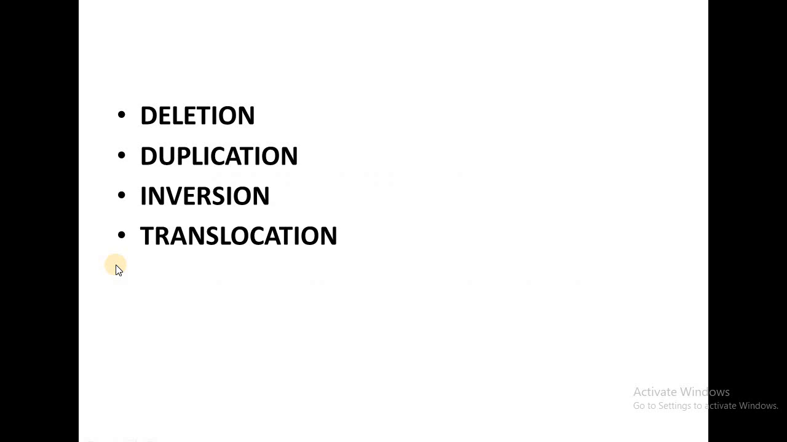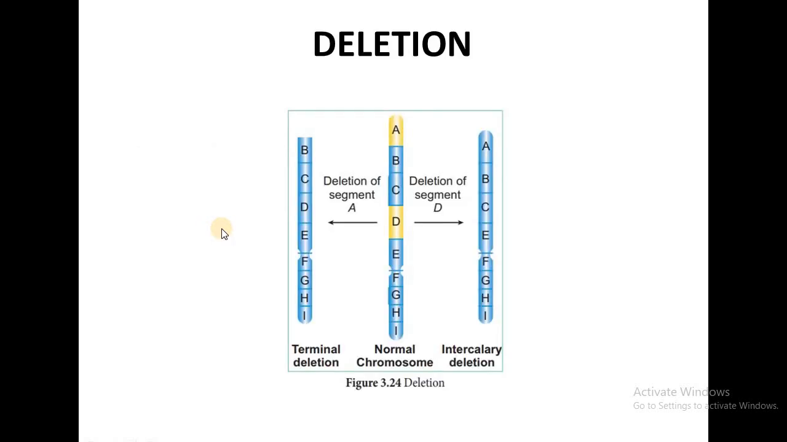So the changes in the structure of the chromosomes, and you know that the chromosomes contain the genes, bring about changes in the number and the arrangement of the genes. And there are four types, you can see: the deletion, the duplication, the inversion and translocation.